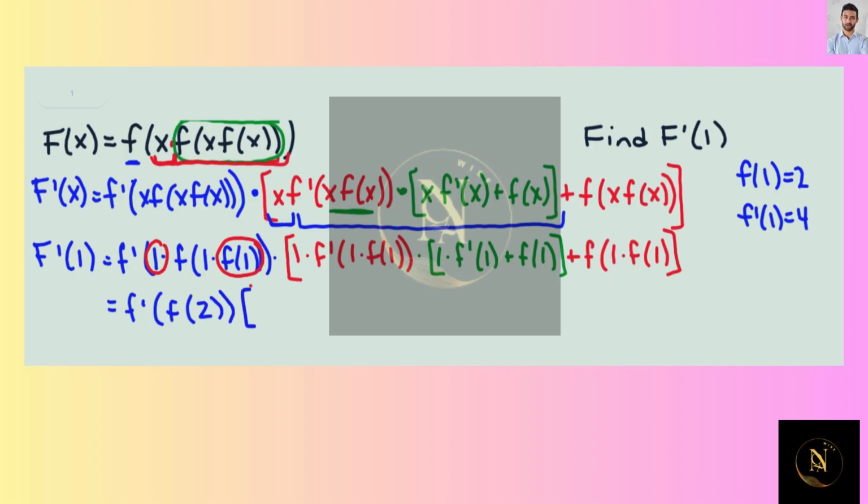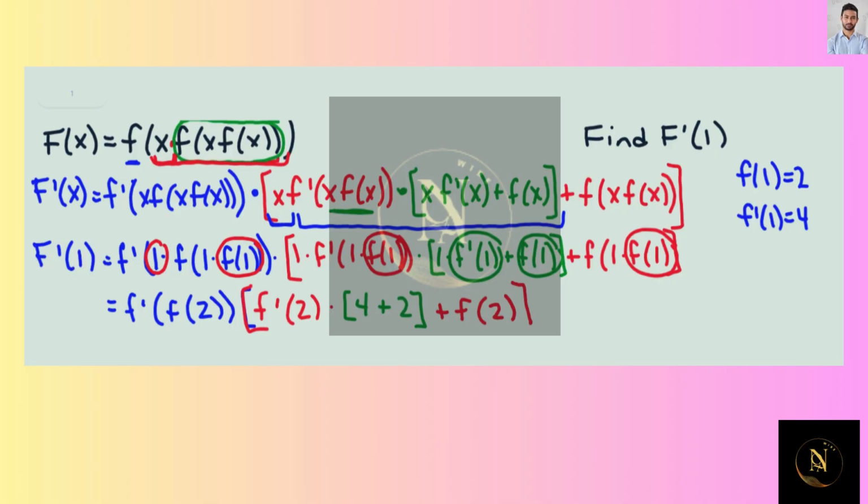Times, now we're moving on to red. We had 1 times f prime of 1 times f of 1. So here's another f of 1. So here's another 2. Times, now in the green we had 1 times f prime of 1. So that f prime of 1 is 4. Plus f of 1, that f of 1 is 2. Plus, we had f of 1 times f of 1, and that f of 1 is 2.